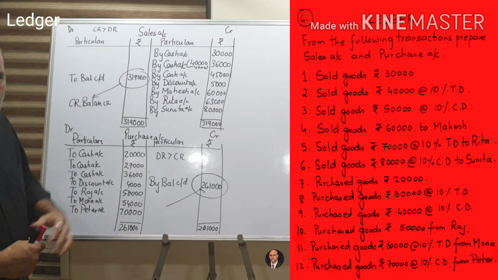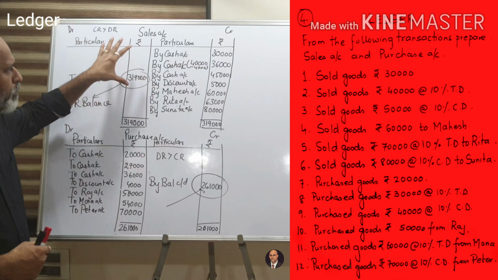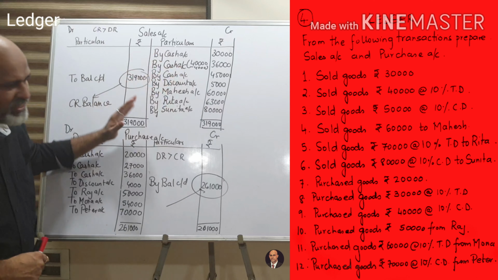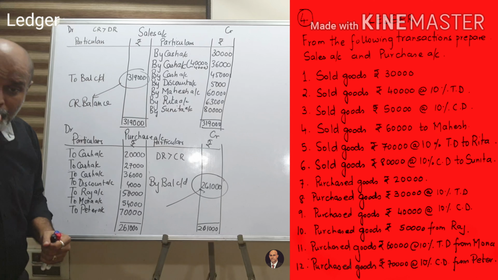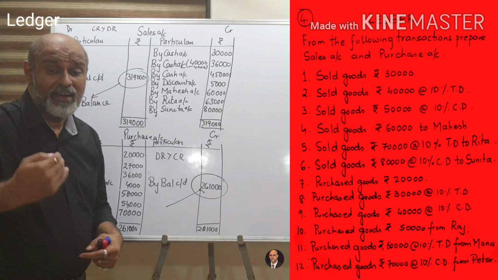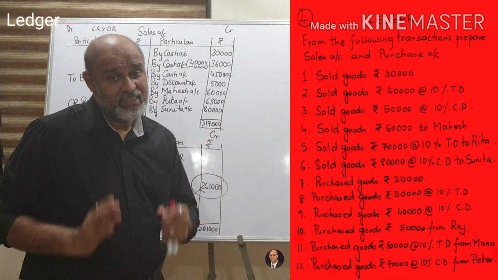So what did we do? We prepared the two accounts, we put in the respective entries, and in the end we balanced them. Please go through this revision again and again and see that you master it.